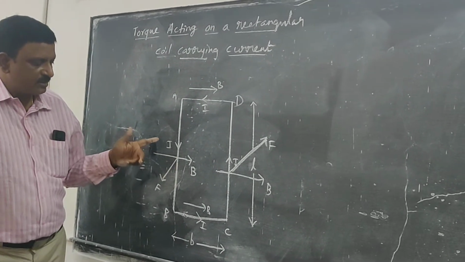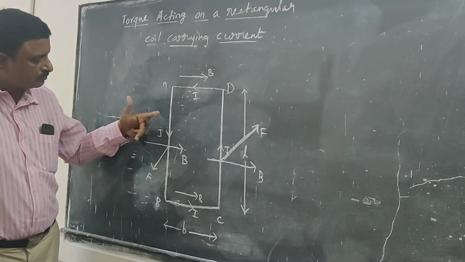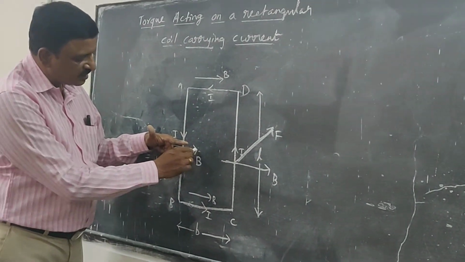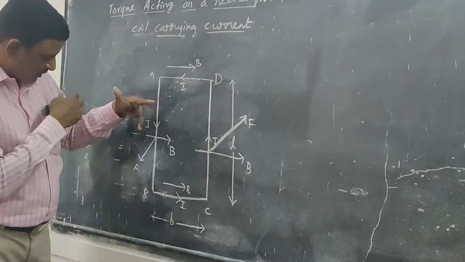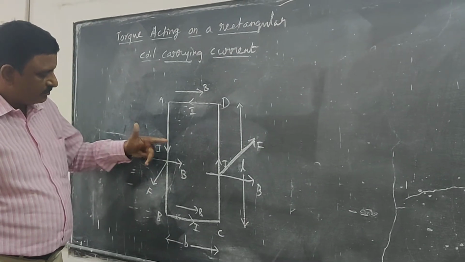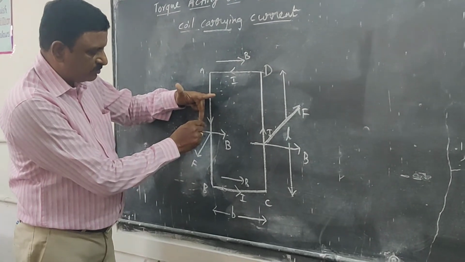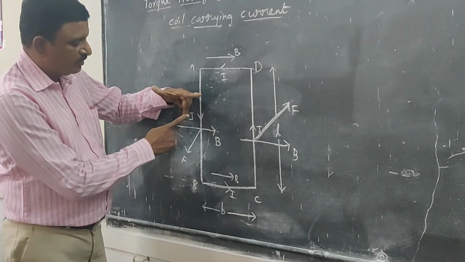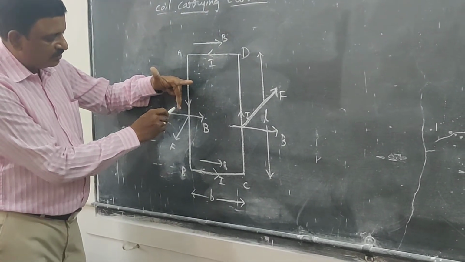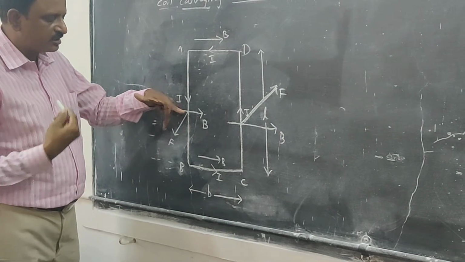If you apply the same Fleming's left hand rule, this is the direction of magnetic field. Forefinger gives the direction of magnetic field. Middle finger gives the direction of current. In the previous video I explained: stretch the forefinger, middle finger and the thumb of your left hand mutually perpendicular to each other. The middle finger gives the direction of current, forefinger gives the direction of magnetic field, and the thumb gives the direction of force.